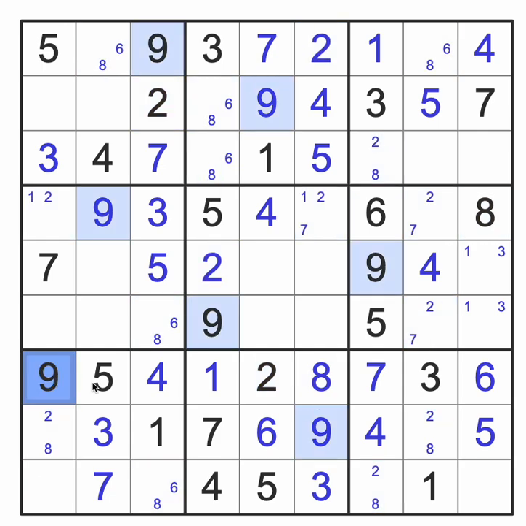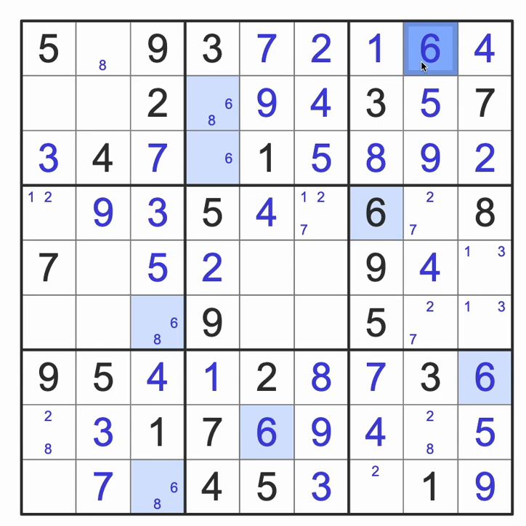And 9. Yeah, this 9 blocks this cell. This 9 blocks this cell. Gives me 9 here, which blocks this cell. This 9 blocks here. This 9 blocks here. Gives me 9 here. And this box is missing 2, 6, 8. And this cell is actually blocked by 6 and 8. So it's 2, which gives me 8, gives me 6.